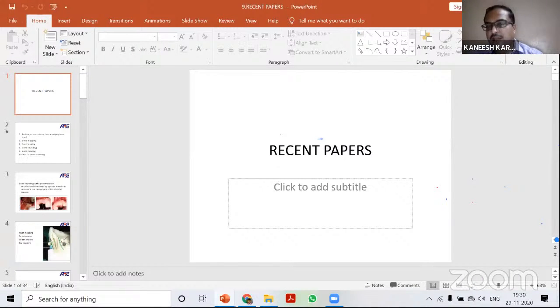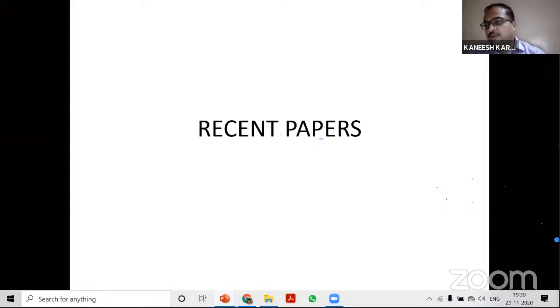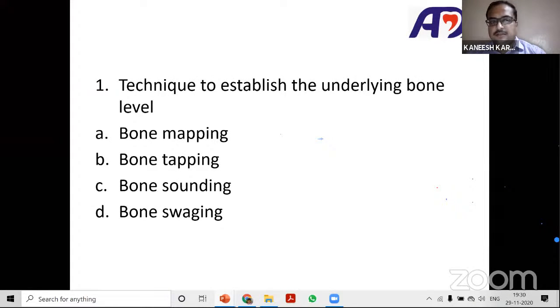We've come to the last two topics. This is the recent chapters. Okay. Technique to establish the underlying bone level. Okay. Again, I can see multiple responses. The answer is bone sounding.